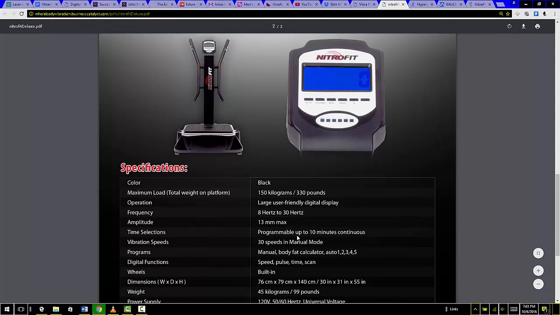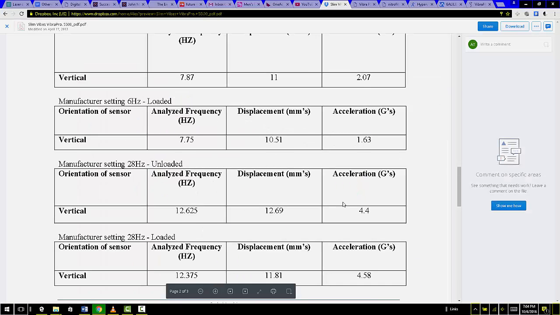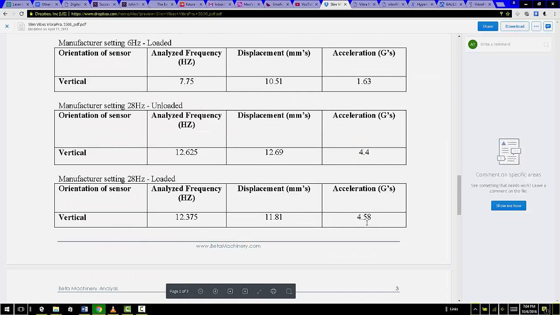So if they put 23.6 here, that would make sense because they basically gave you these other two specs. They're not even putting the G-force for whatever reason. Anyways, so 23.6. And what are we actually pulling off here at a max setting? 4.58. 23.6 versus 4.58. Are they a little bit off? I'll let you be the judge.